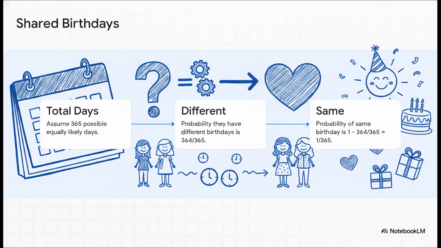If Savita is born on one specific day, Hamida has 364 other days to have a different birthday. That gives us a 364 out of 365 chance. We take that fraction, subtract it from 1, and just like that, we reveal a 1 in 365 chance that they share the exact same day. It's just a beautiful mathematical shortcut.